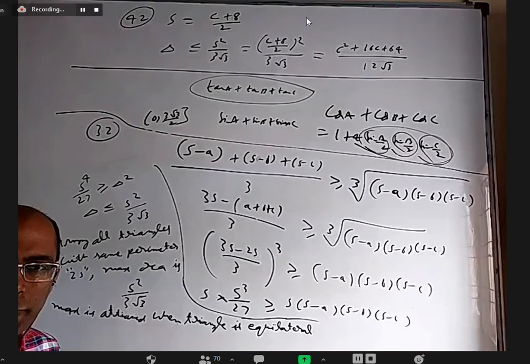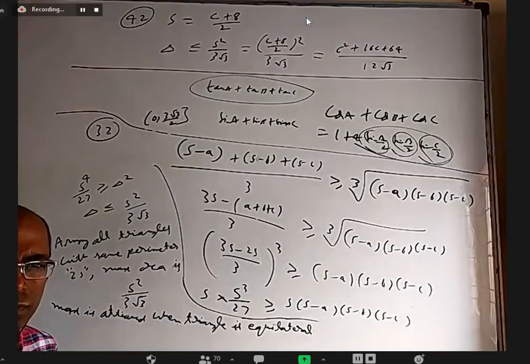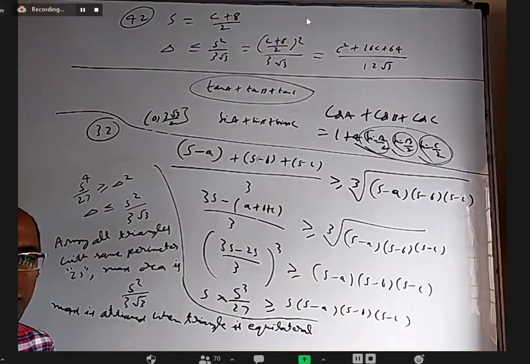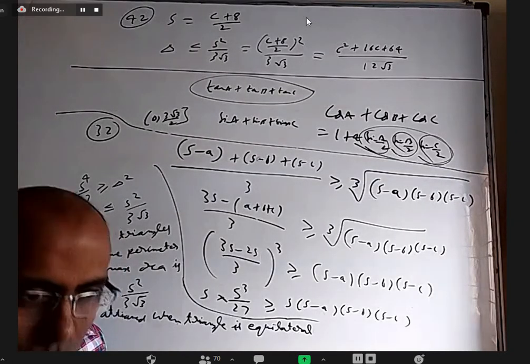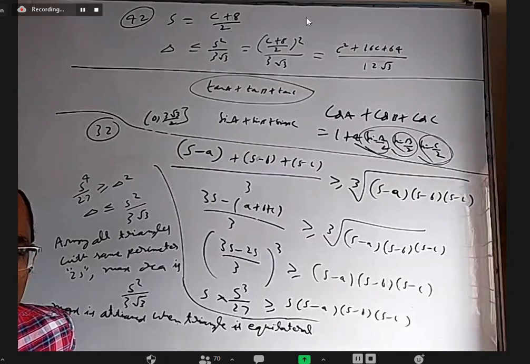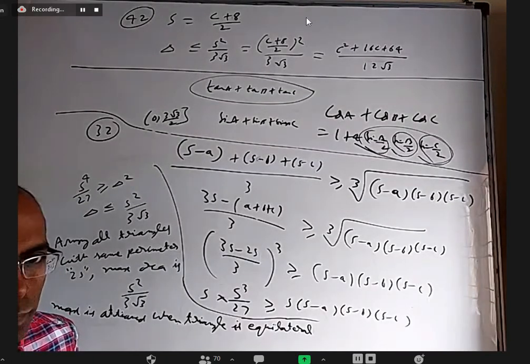Sir, when one of the angles is 90 degrees and two angles are 45, then it would be 1 by root 2 plus 1 by root 2, which is 2 by root 2, which is, how much is that? Root 2, yes, sir. That is 1.414, more than 1. Okay? Yes, sir. I got it.